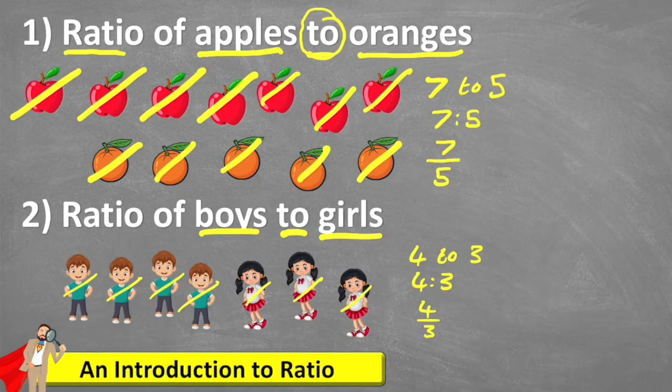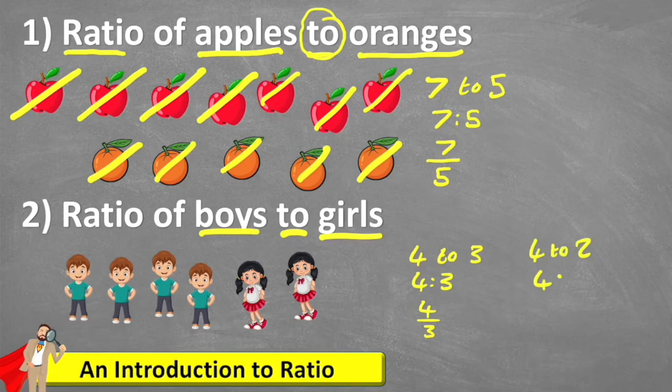But at this point, I'd like to just show you something. Now, if I get rid of one of these girls, boom, just like that, now we have a totally different ratio. Now, of course, we have 4 to 2, or 4 over 2. But what we can actually see is that we can simplify this ratio very much in the same way as simplifying a fraction.